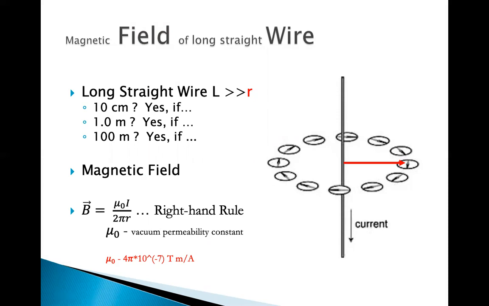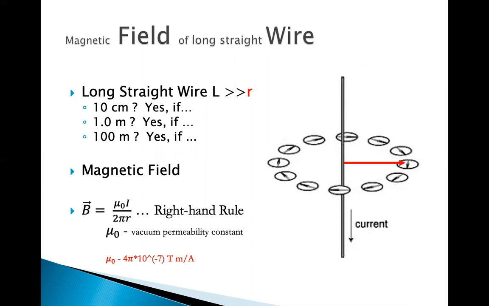So is 10 centimeter a long straight wire? Yes, if the 10 centimeter is much larger than the distance R. 1 meter can be long, 100 meter can be long if the length is larger than the distance to the wire. The magnetic field created is a vector, and the magnitude is mu0 times I over 2 pi r.